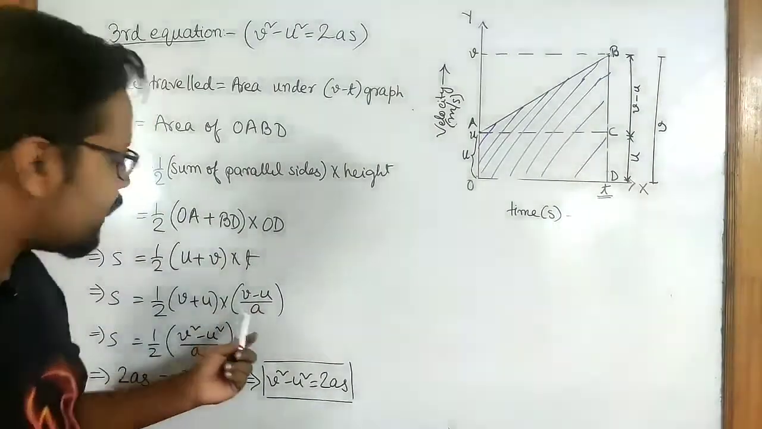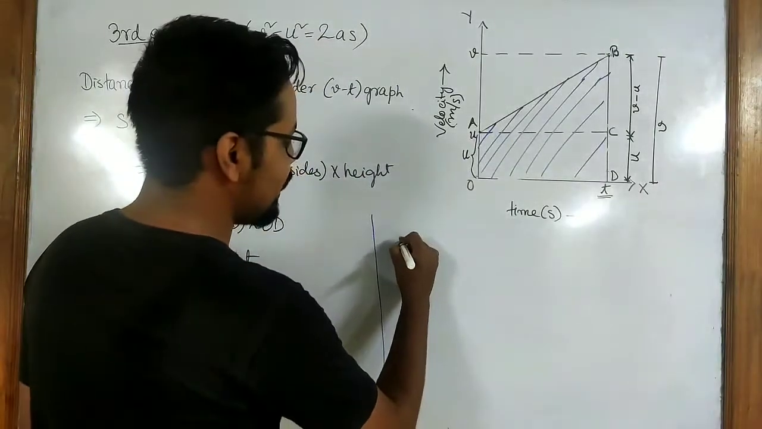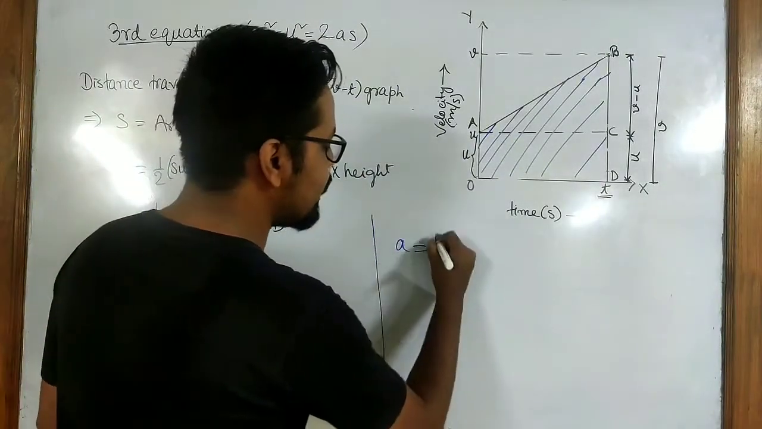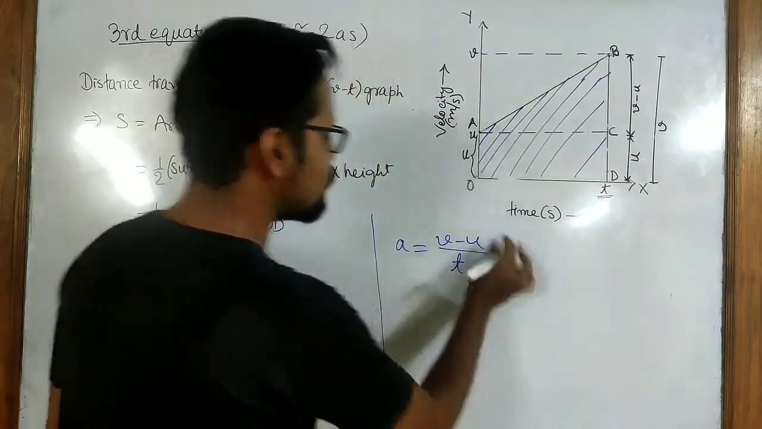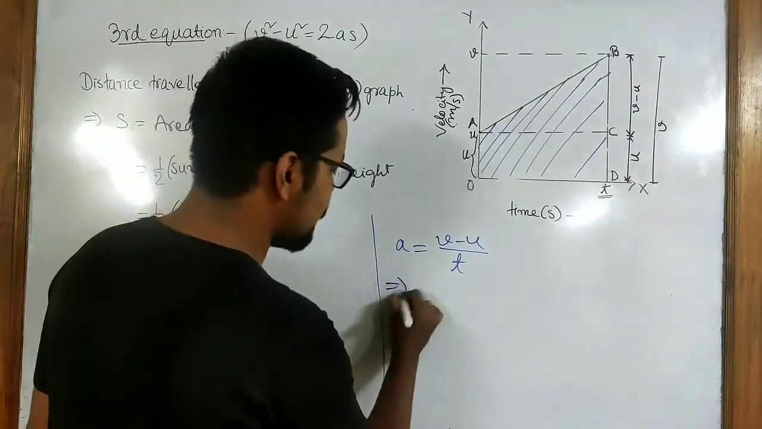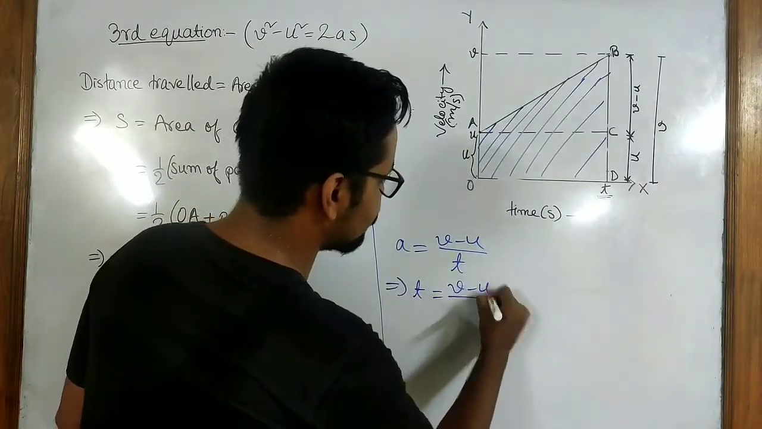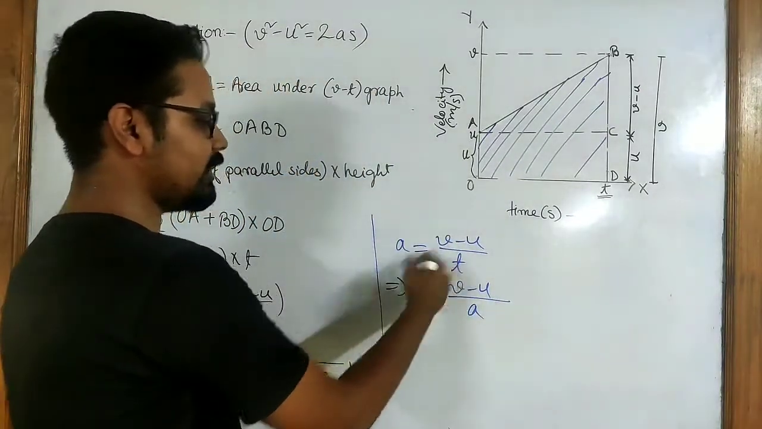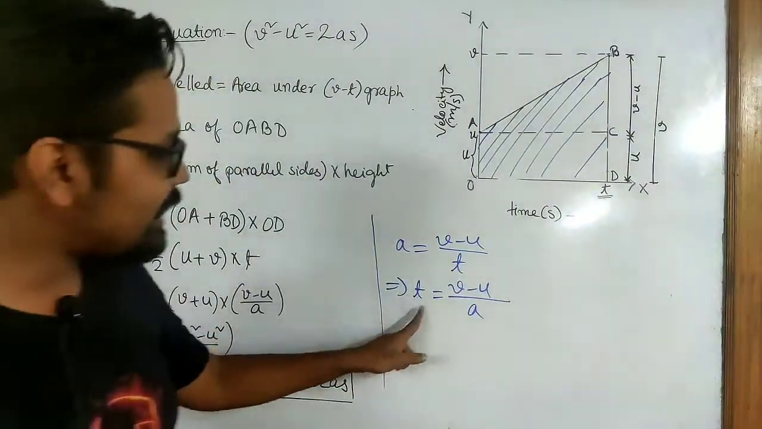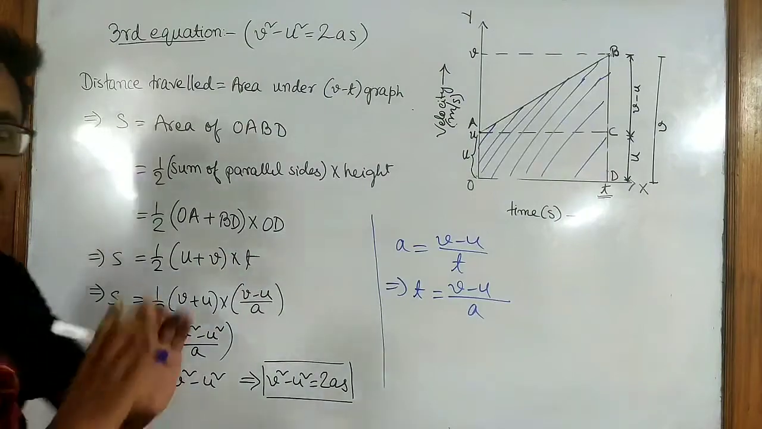T we have changed. From where have we got this? Now in the first equation, what did we prove? We knew that A is equal to (V minus U) by T. Acceleration is equal to (V minus U) by T. Just do one simple side change. Bring T on this side and take A on that side. So we have T equals (V minus U) by A. So from this formula itself we can get this formula. In place of T we have written (V minus U) by A. That's it, we are done.